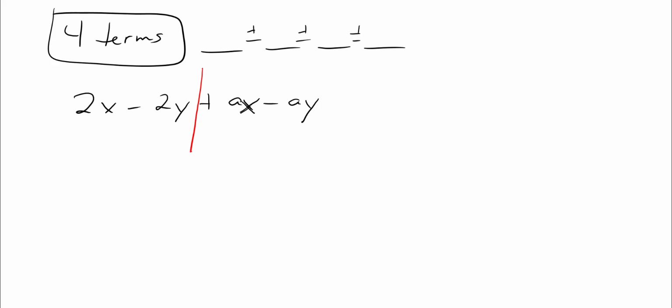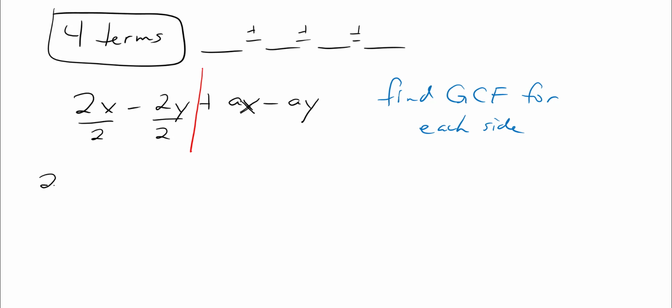And then what I'm going to do is I'm going to find the greatest common factor. So let me write this on the side here. I'm going to find the GCF for each side. Okay? And so the greatest common factor for the 2x minus 2y, of course, you guys should say it's 2. So I'm going to divide each of these by 2. I'm going to get 2 times x minus y.